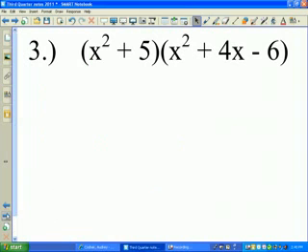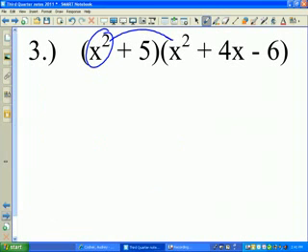So here's number 3. x squared plus 5 times x squared plus 4x minus 6. What's different? This time we have a binomial, which is my x squared plus 5, being multiplied by a trinomial. Remember, anything that's 3 terms will be considered a trinomial. But how you're going to solve this is the same exact way that we just did. I know now it's tough for me to call it FOIL because it's not a binomial. But you know what? I can still do my distribution property to solve for my expression.